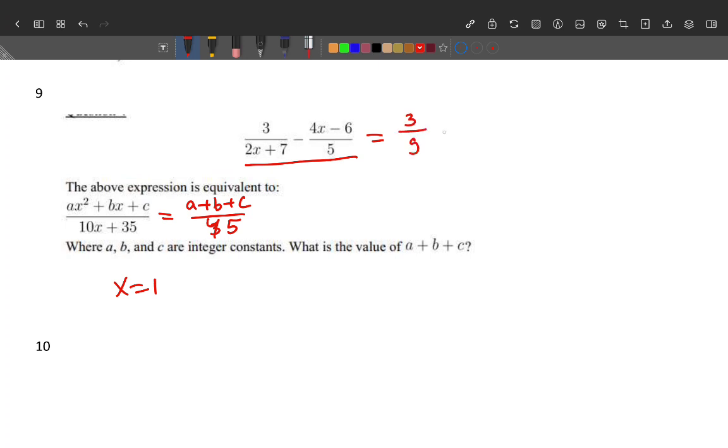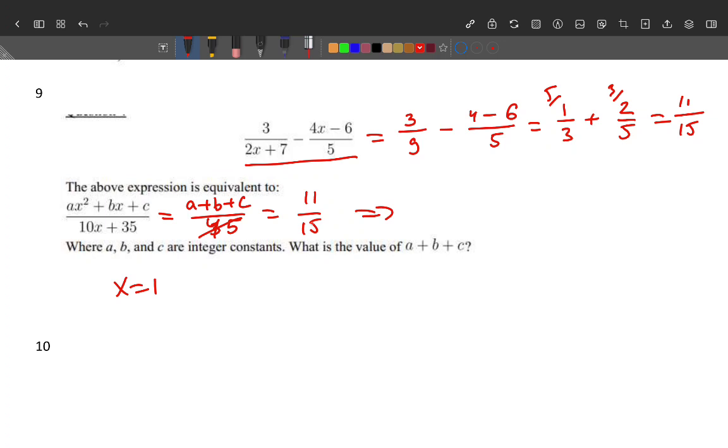3 divided by 9 negative 7 4 subtract 6 divided by 5. It means 1/3 plus 2 and 5. Okay, it's equal, from here, and it gives 3. A plus B plus C will be 33.